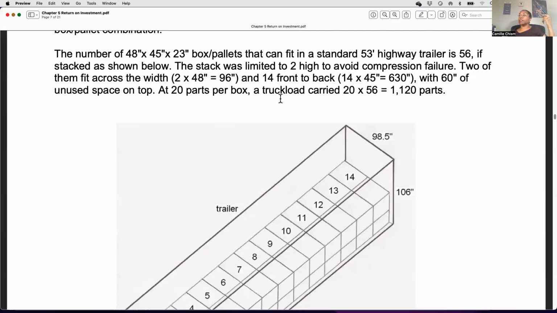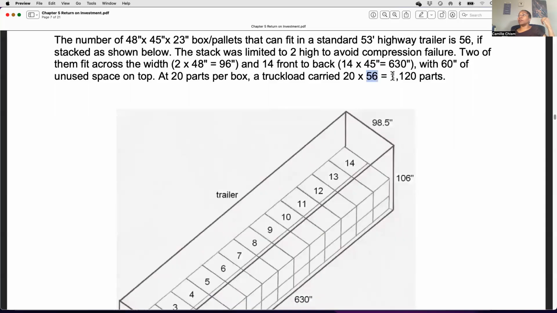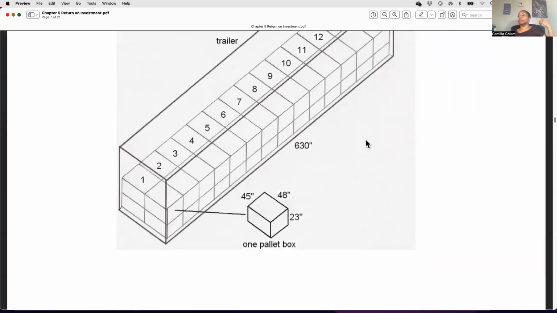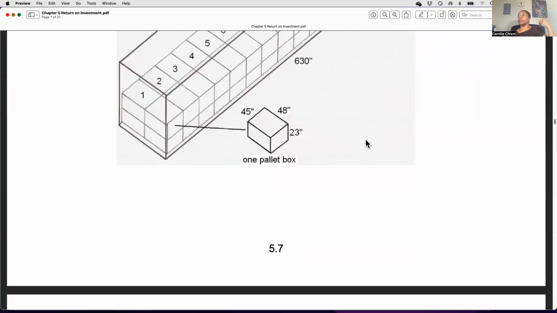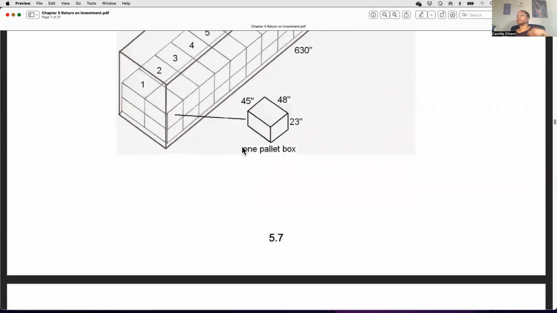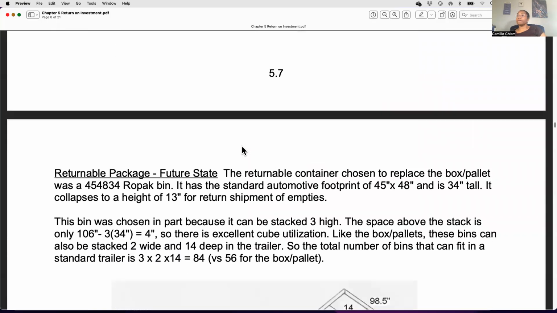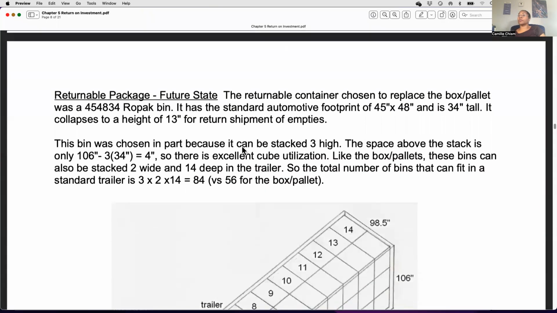20 parts per box. So we know that we've got 20 parts per box times 56 boxes on a trailer. And that tells you that there are 1,120 parts on a trailer. Okay. And you can see those dimensions there. It was the 48 here, the 45 here, and then 23 high. And we did that in the homework last week.